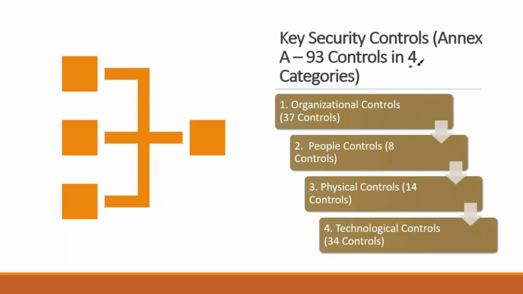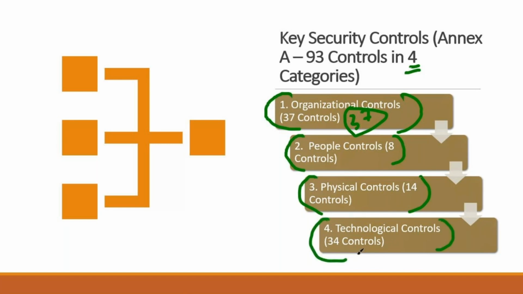Okay, so there are 4 categories now. One is the control related to the organization, that is your organization control. How many controls do we have in this? 37 controls in total. Controls related to people, 8 controls. Controls related to physical security, 14 controls, and controls related to the technology used inside an organization, 34 controls. In total, there are 93. If you want to put a control for the organization, we are going to pick this one. If you want to put any control for the people, we will use this. If you want to put a control related to physical security, we will use this. If you want a control for the technology used internally, you will use this.